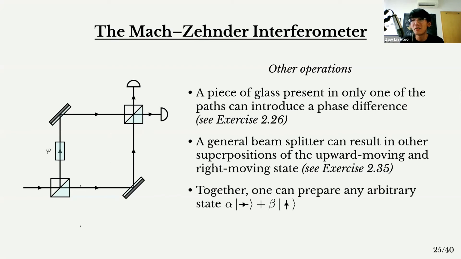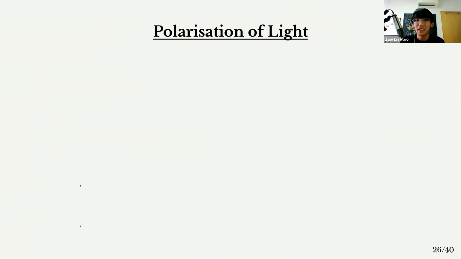So here, what we're looking at is we're asking where the photon is. We're looking at the location or the path of the photon. But that's not the only property that the photon has, because there's this thing called polarization also.